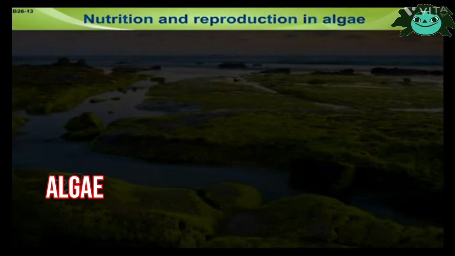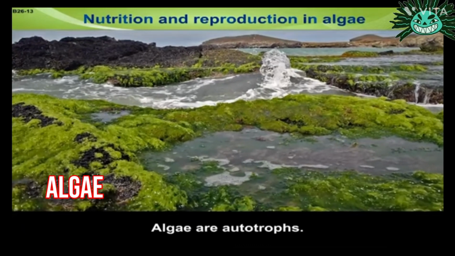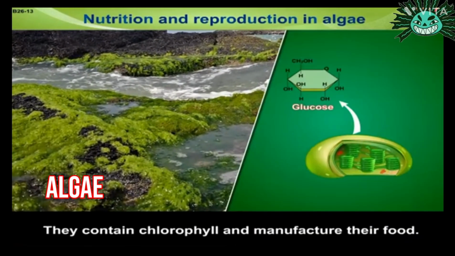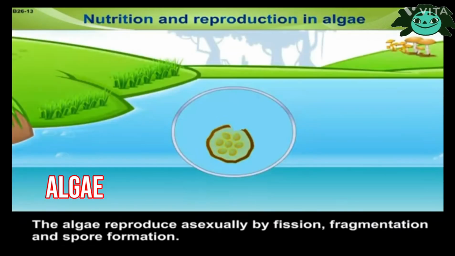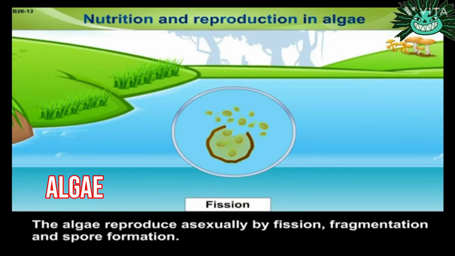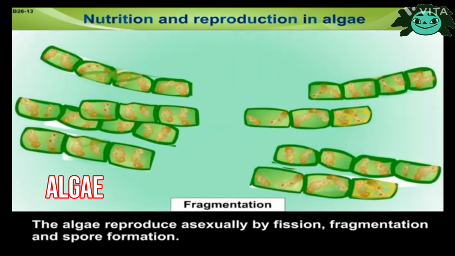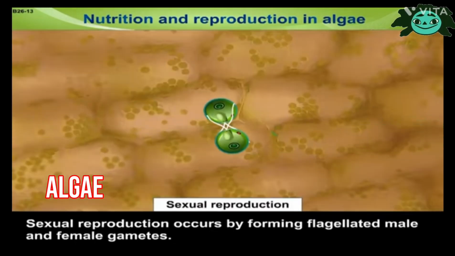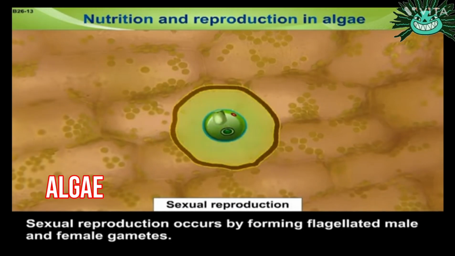Nutrition and reproduction in algae. Algae are autotrophs. They contain chlorophyll and manufacture their food. The algae reproduce asexually by fission, fragmentation, and spore formation. Sexual reproduction occurs by forming flagellating male and female gametes.